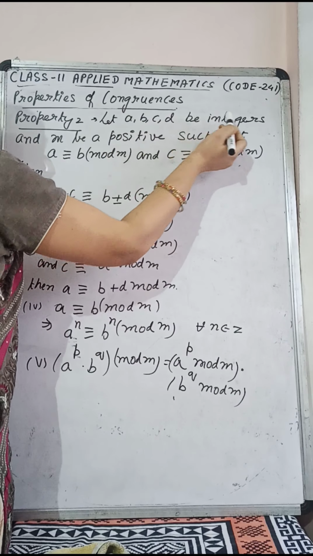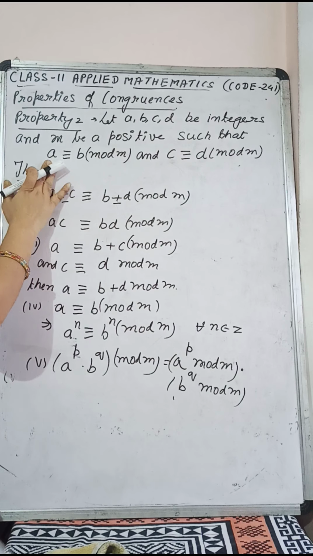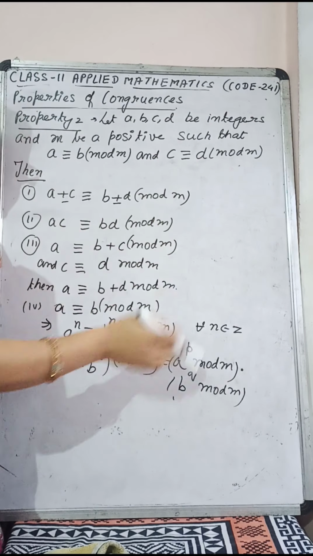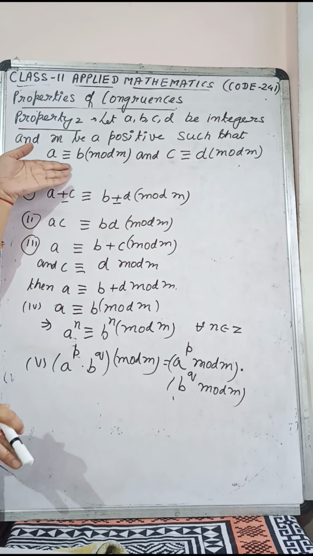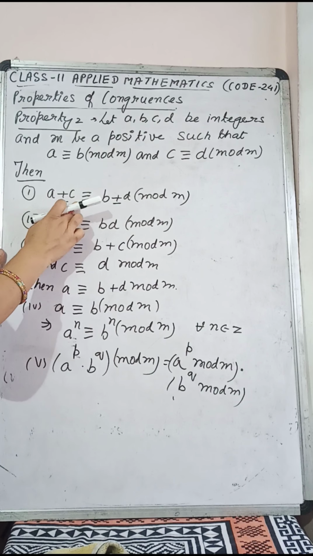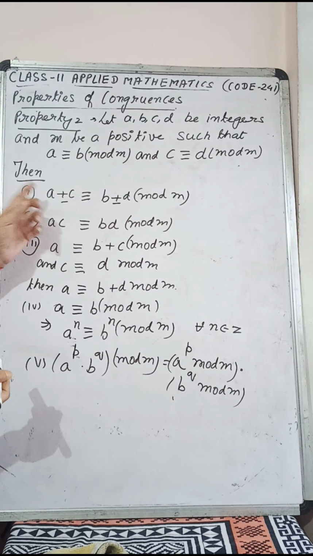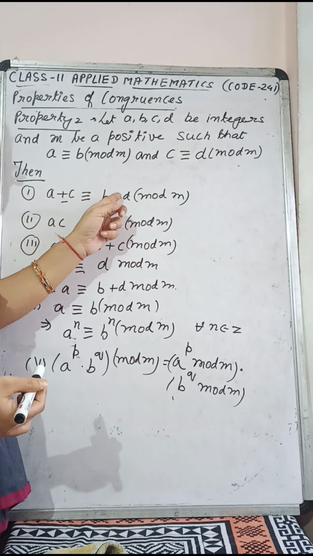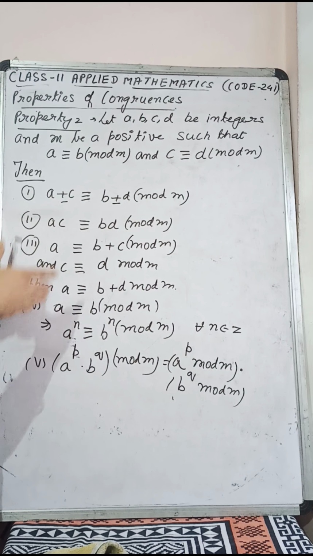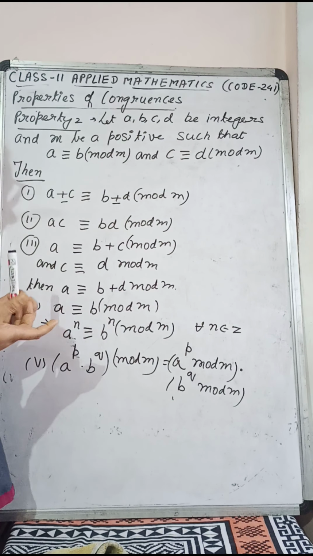If A, B and C, D are 4 integers and M is a positive integer such that A is congruent to B modulo M and C is congruent to D modulo M, that is, M divides A minus B and M divides C minus D, then A plus minus C is congruent to B plus minus D modulo M. That is, whether we do the addition or the subtraction, this relation will hold. Take simpler examples and try to satisfy all the properties and check whether they are satisfied or not.